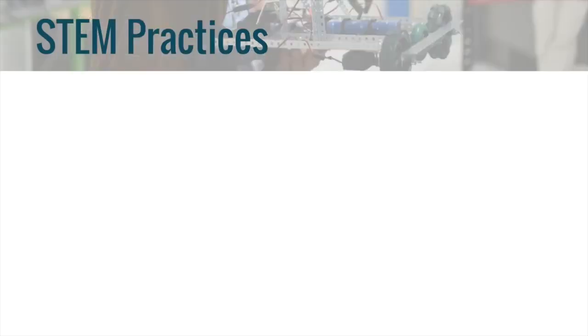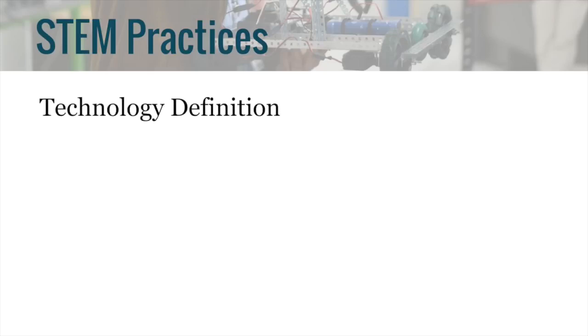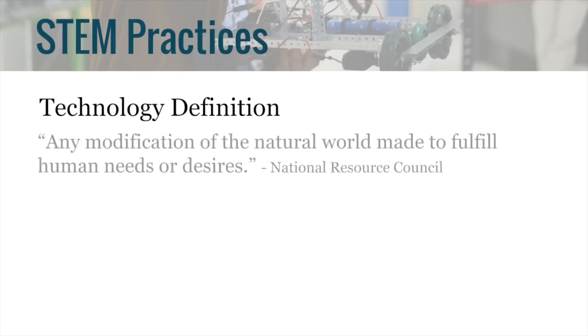Finally, the book also provides 4 technology practices. But before I list these practices, I want to talk about the definition of technology. The term is usually used for anything that needs to be plugged in, especially a device that is computerized. However, the National Resource Council states that technology is any modification of the natural world made to fulfill human needs or desires. So a hammer or a pencil would be examples of technology.